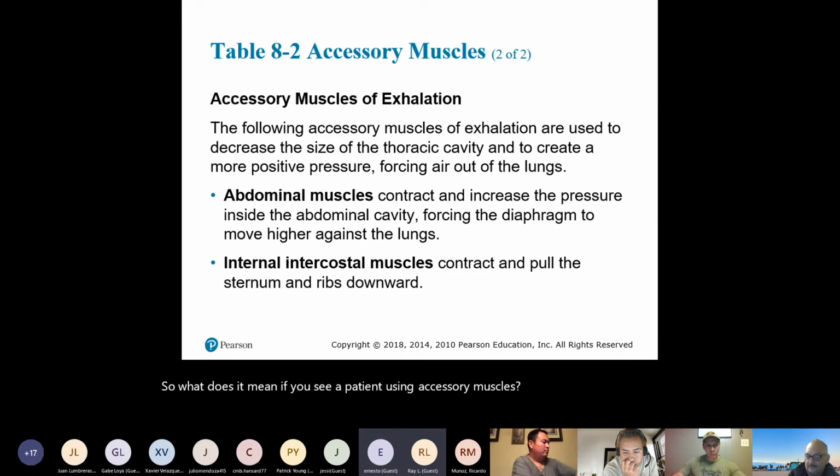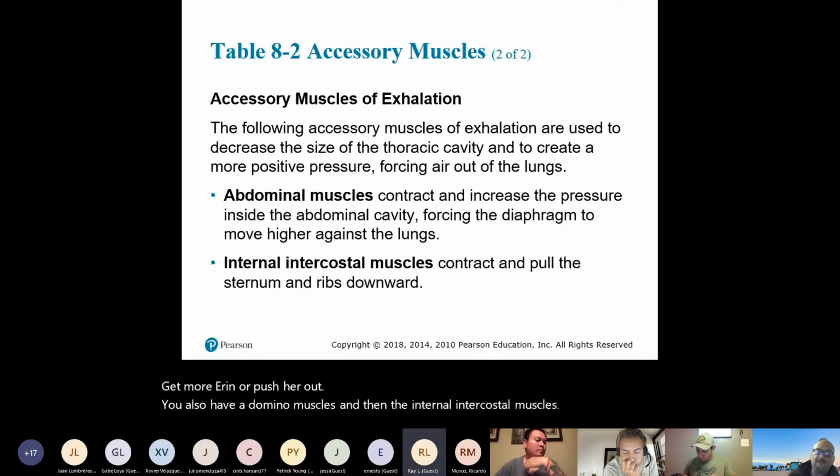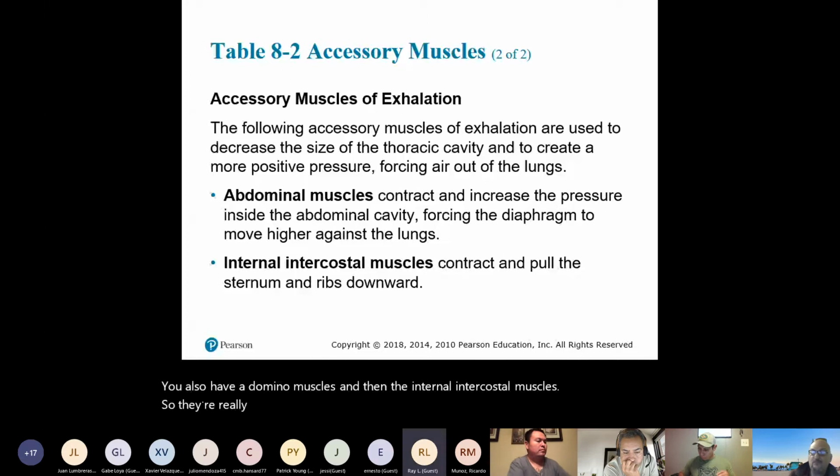You're struggling to breathe? Yeah, the person having a hard time breathing, they're trying to get more air in or push air out. You also have abdominal muscles and then the internal intercostal muscles. So they're really trying to open up that rib cage to let more air in.